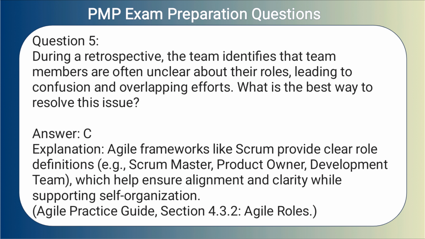Answer: C. Explanation. Agile frameworks like Scrum provide clear role definitions, e.g., Scrum Master, Product Owner, Development Team, which help ensure alignment and clarity while supporting self-organization.